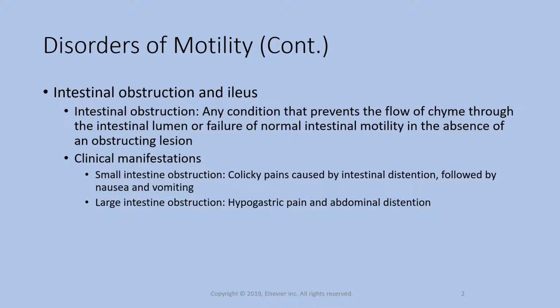Intestinal obstruction and ileus. Intestinal obstruction is any condition that prevents the flow of chyme through the intestinal lumen. The clinical manifestation of intestinal obstruction is colicky pain caused by intestinal distension, followed by nausea and vomiting. The large intestine obstruction is hypogastric pain, abdominal distension. So just to review about nausea.